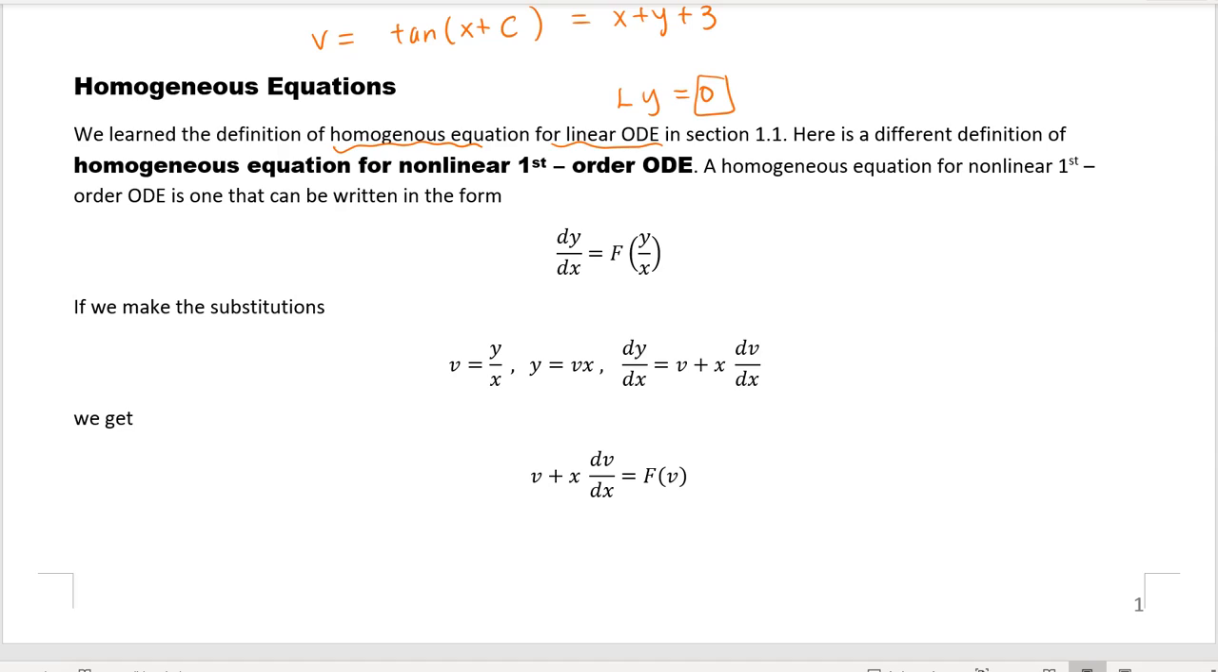Okay, for nonlinear ODE, a homogeneous equation is one that can be written in the form dy dx equals f of the function y over x. Okay, and now you can see this is a composite function. So then we can make the substitution. We can let v be y over x. And then y is going to be v times x. And then when we differentiate, we use the product rule.